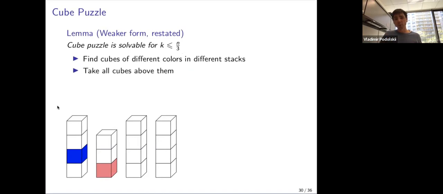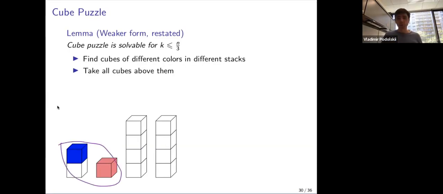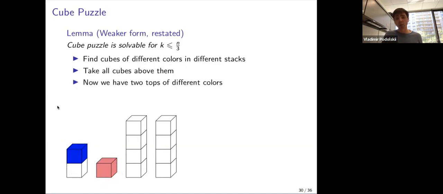First, on the first step, I will take all cubes from above. So I will take all cubes that are on top and move them to the top. Okay. Now I claim my property. I claim that I have 2 cubes on the top that are of different colors. What I will do next is kind of obvious. I will just take all cubes from different columns. So here I just claimed that I have my property.